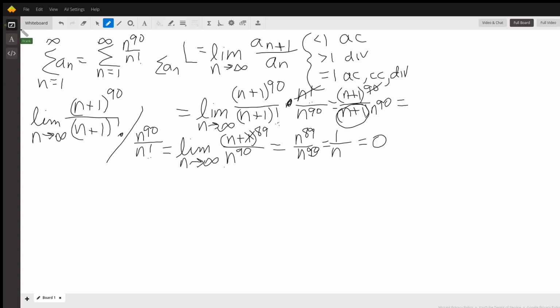which equals 0. And according to our test, if it equals 0, it's less than 1. It's absolutely convergent. So by the ratio test, I had to look it up again. I don't know why I can't remember it. By the ratio test, the series from n equals 1 to infinity of n to the 90 over n factorial is convergent, absolutely convergent. That's it.